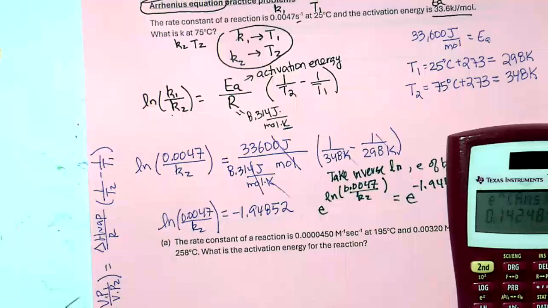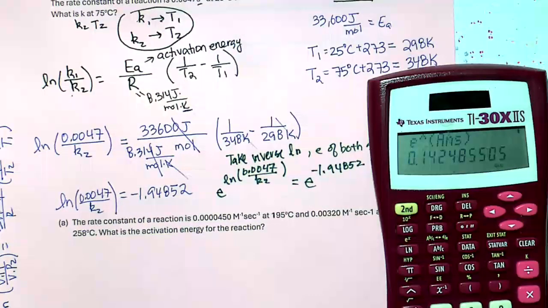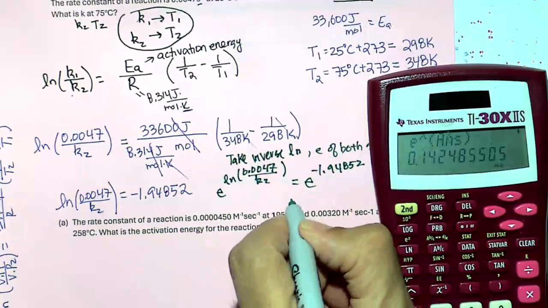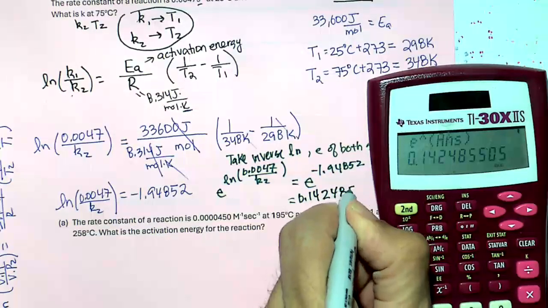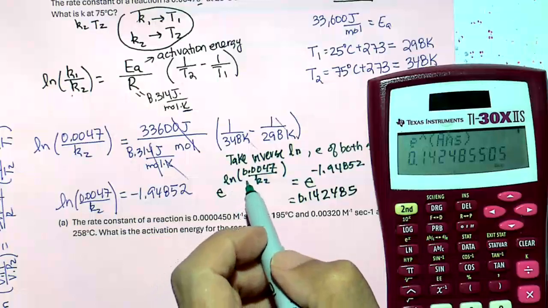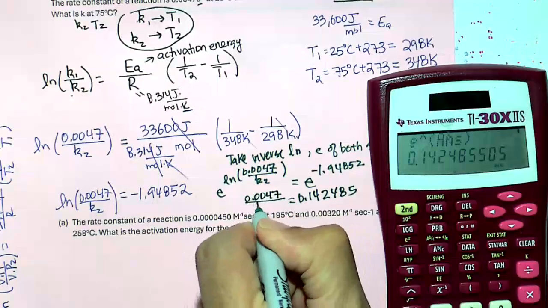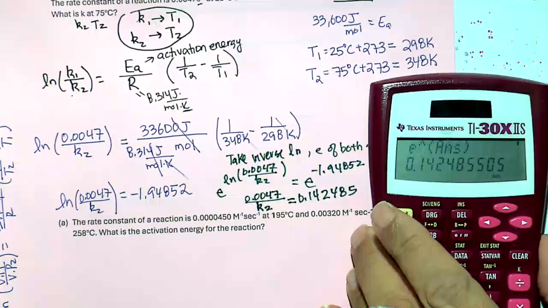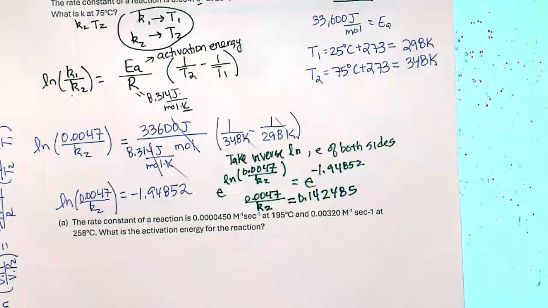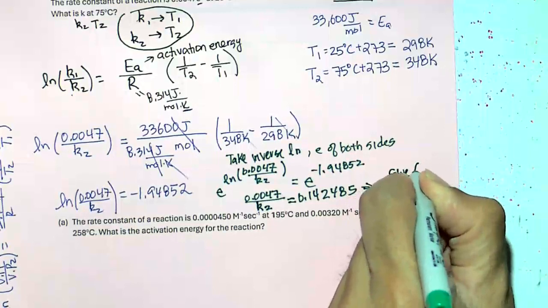Okay, so e to the power of minus 1.94852 is 0.14249, or 85. Okay, what's e to the power of natural log of this number? It cancels out, so you just free it. So we're going to solve for K2 here.